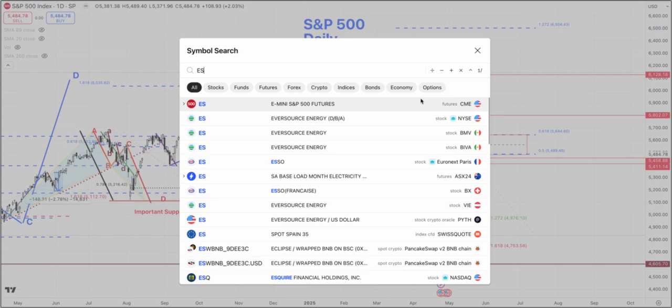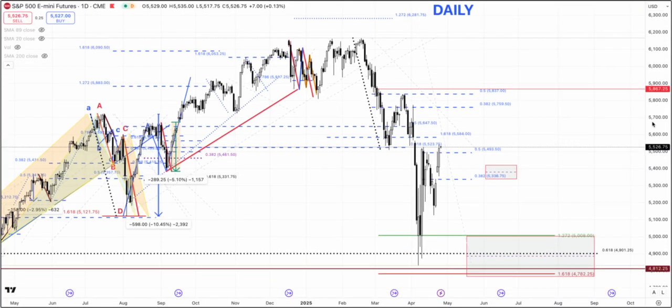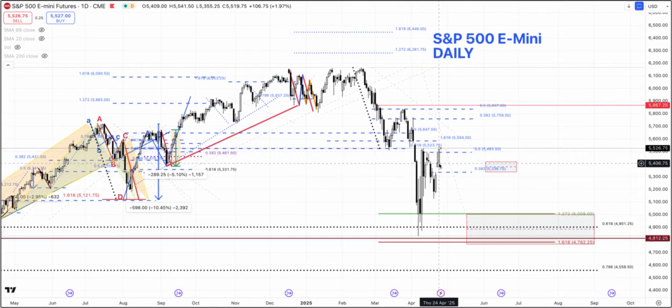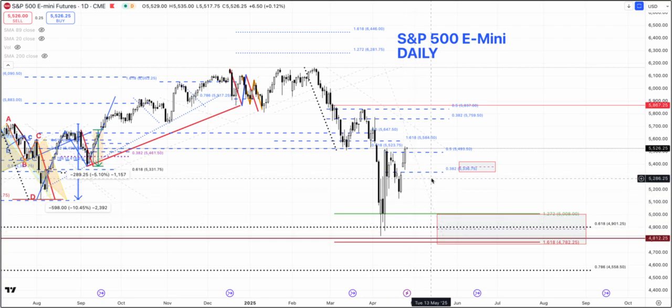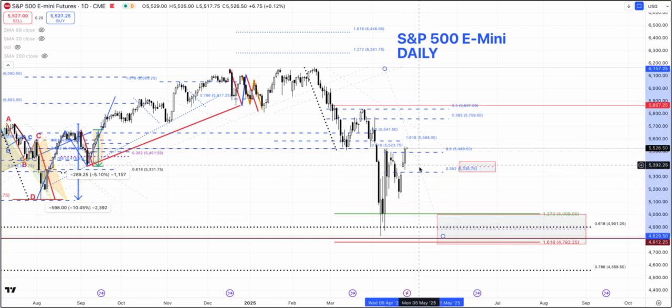And if we take a look at this on the ES, which is the S&P E-mini futures, we can see this has also taken out the highs of 10th of April. So that looks good right into this formation. What is also interesting is it's also getting above this resistance zone, so it's getting stronger.